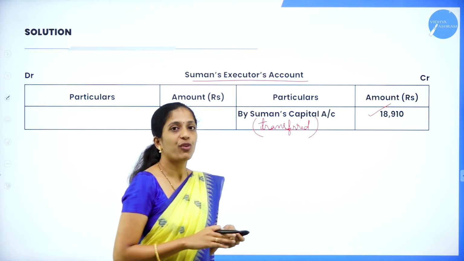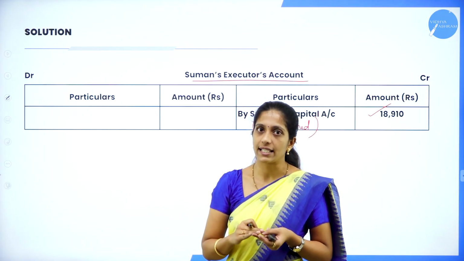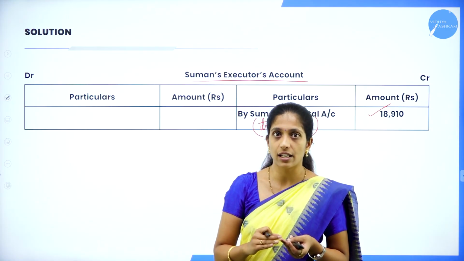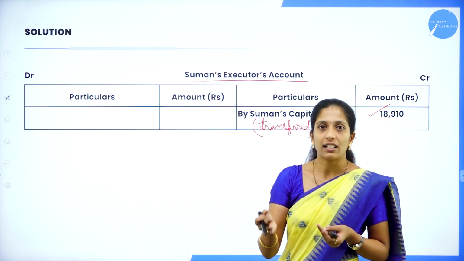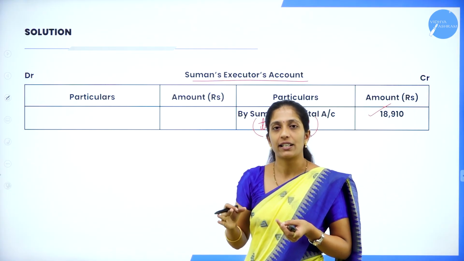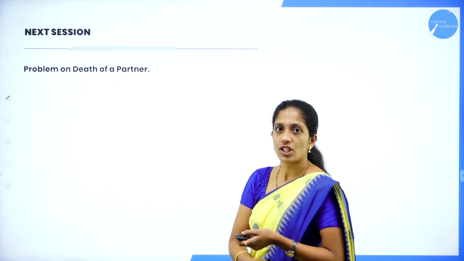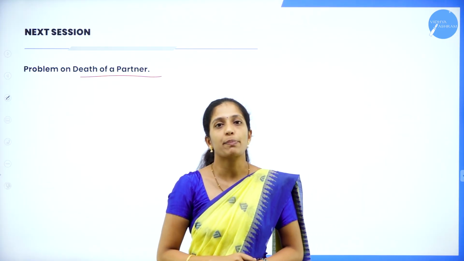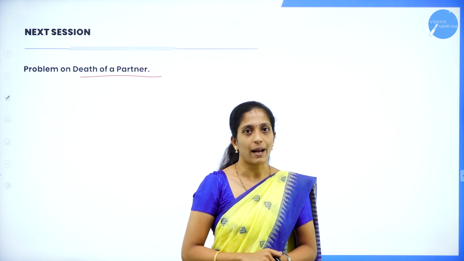So this is a problem where we had already prepared the deceased partner's capital account and the deceased partner's executor's account. Suppose they have asked in the question to prepare the deceased partner's executor's account, then there is no need to prepare the deceased partner's capital account. You have another format where you prepare the deceased partner's executor's account separately, which we are going to discuss in my next session, where we shall solve a problem on death of a partner.